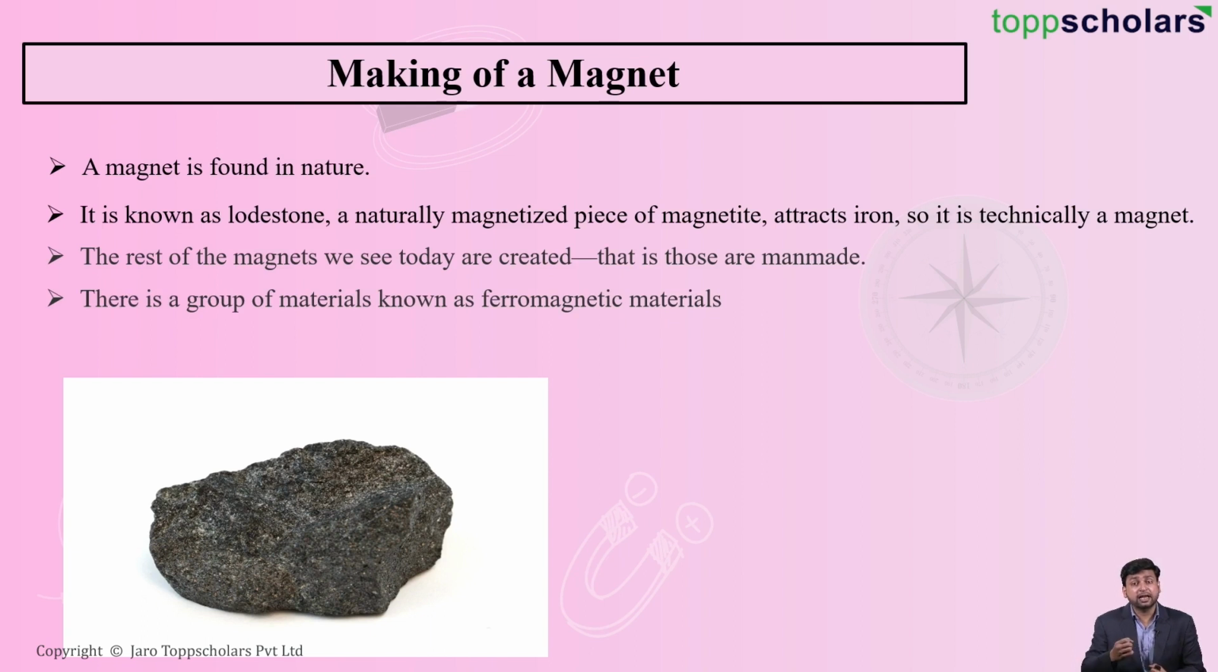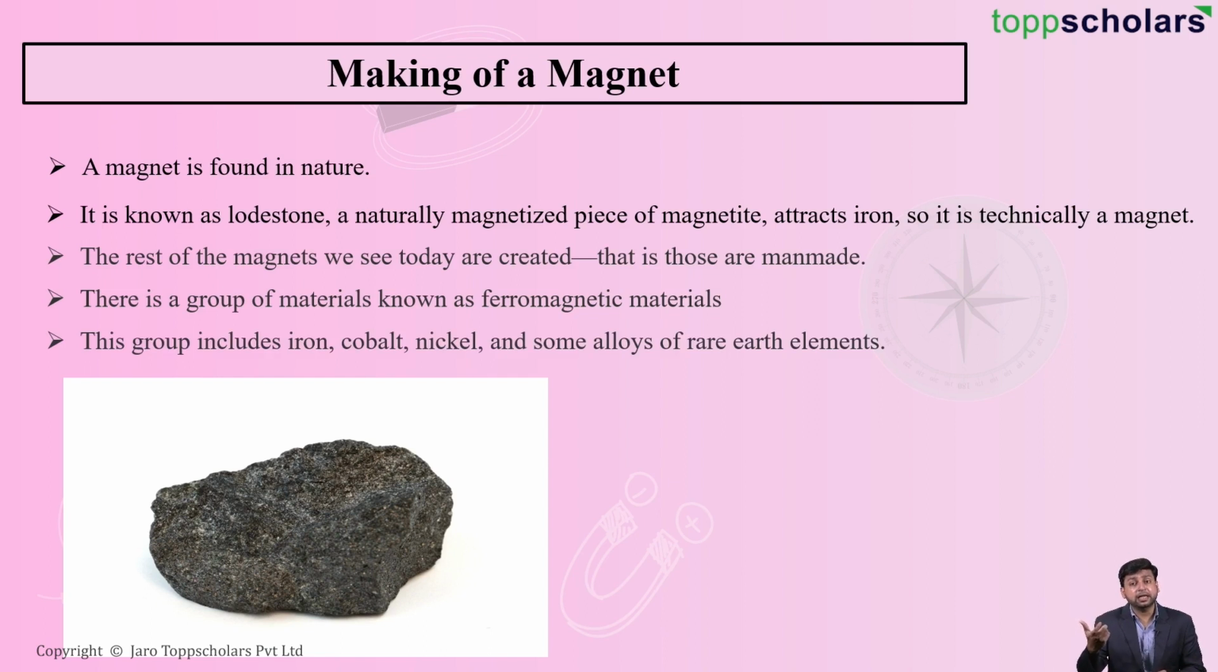So, what exactly does ferromagnetic material mean? The materials which can be used to create artificial magnets. Basically, the ferromagnetic materials are materials, for example, iron, cobalt, nickel and some alloys which are rare on earth. So these are the materials which are basically used as ferromagnetic materials.